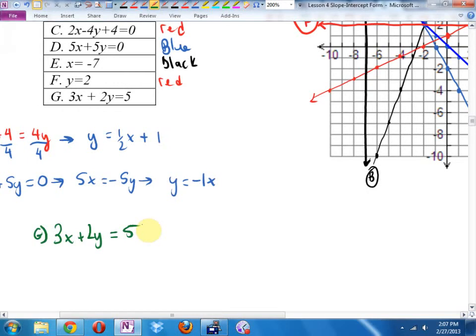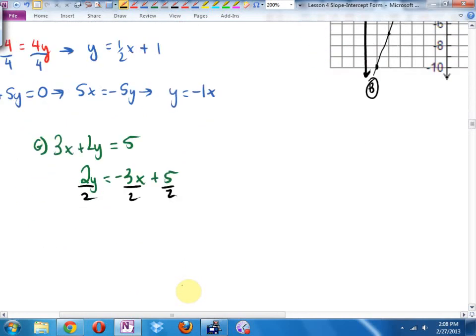Minus 3x. So you're saying this is going to be 2y equals minus 3x plus 5? Is that okay doing that in my head? Are you okay with that? Yeah? Now what? Divide by 2, divide by 2, divide by 2.